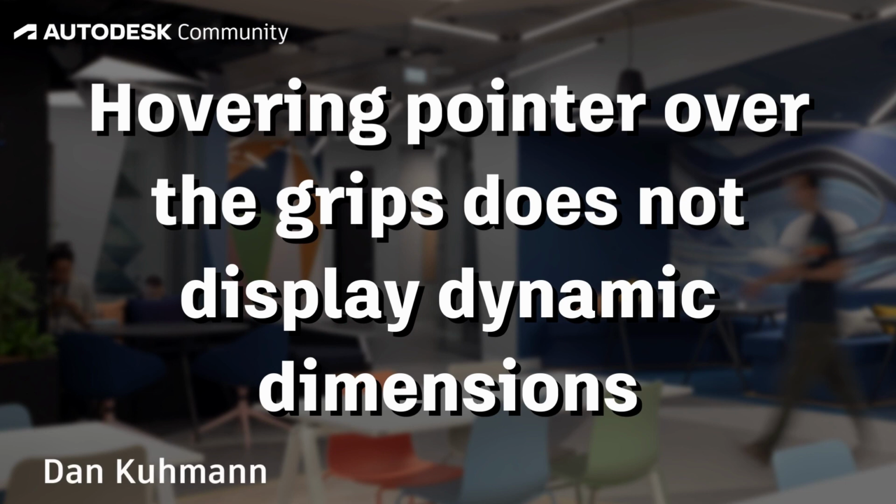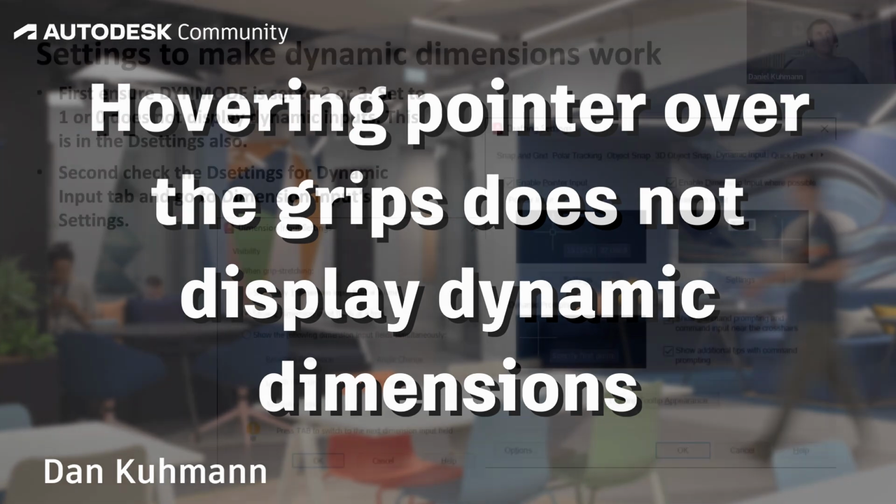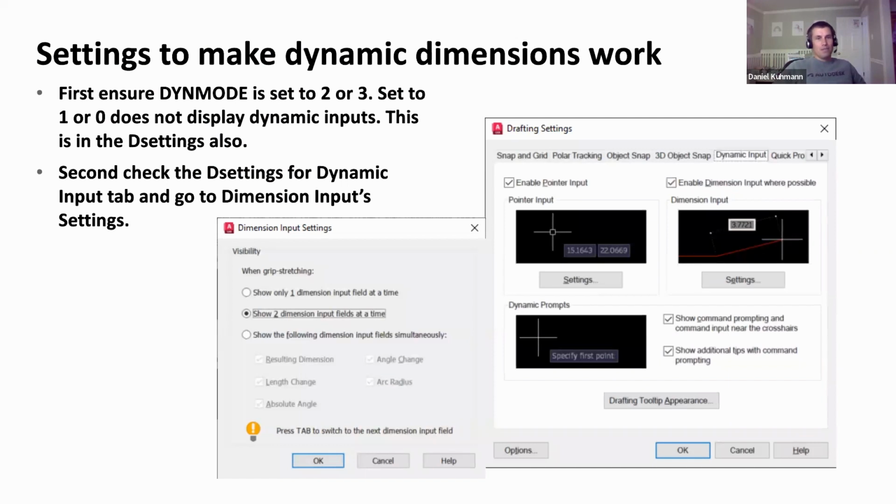The second topic: hovering over grips does not display dynamic dimensions. That's a good question, but I think the real question is, how does dynamic input work? I want to see the dynamic dimensions and I'm not seeing them for some reason. So it's probably because your dynamic input's turned off. If it's turned off, it's one of the negative settings of the sysvar. So -3 is when you hit the, I think it's F12, and you turn off dynamic input, then it flips it to a negative value.